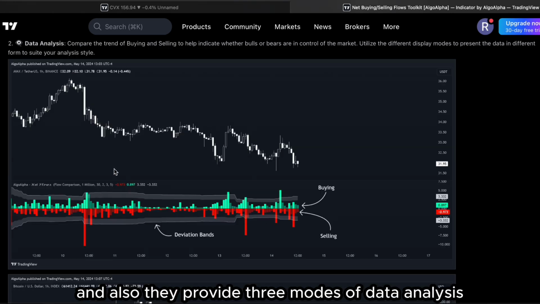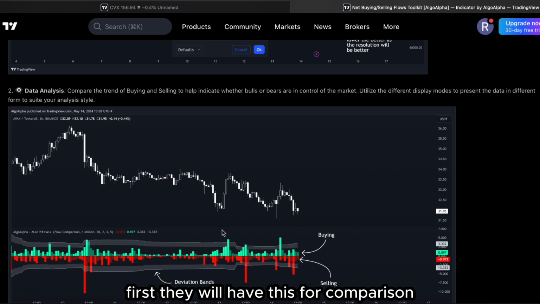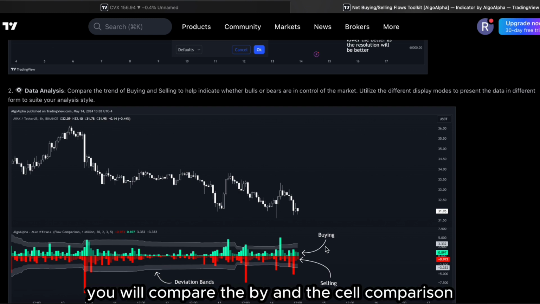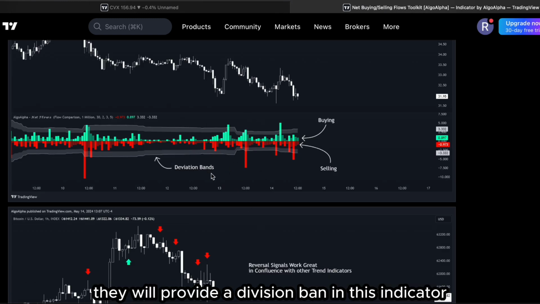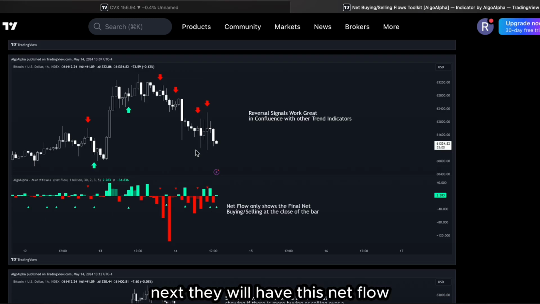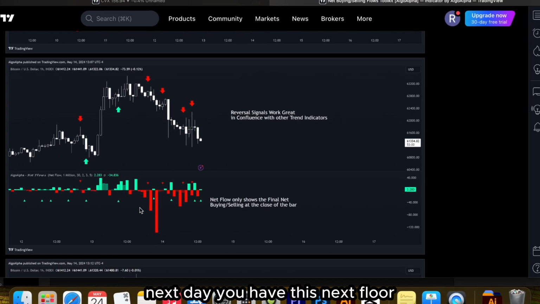And also they provide 3 modes of data analysis. First, they have this flow comparison. Basically, it will compare the buy and the sell. This is the first mode. It will compare these two, and also they will provide a deviation band in this indicator. Next, they have this net flow.